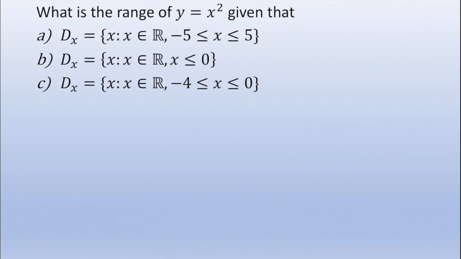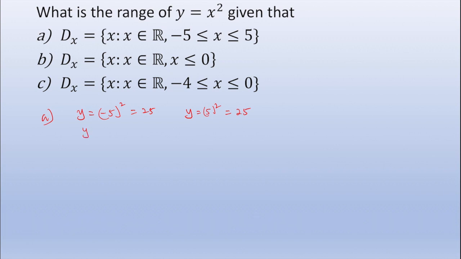Now let's try this question. What is the range of y equals x squared given that, first, part A, the domain of x is x an element of the real numbers and is between minus 5 and plus 5? Let's have a look at part A. When x equals minus 5, the whole thing squared, that is 25. When x equals 5, y equals 25. Therefore, we know that the maximum value is 25.